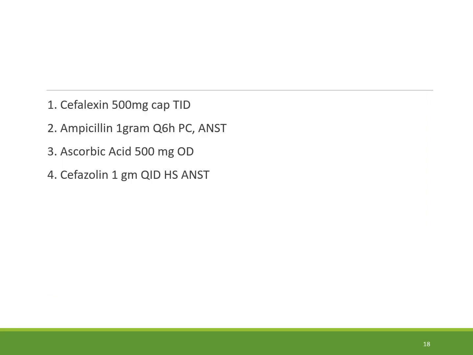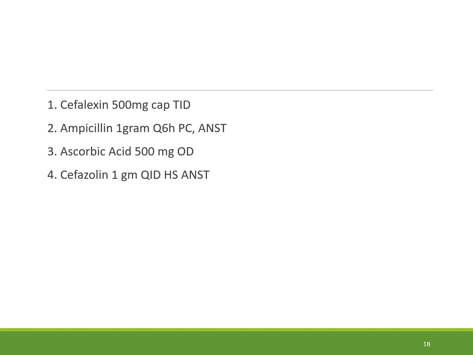These are some of the medications ordered by the doctor using some of those abbreviations. I just want you to be familiar with them. Like for number 1, cephalexin 500 milligram capsule TID, that means you give that medication 3 times a day. Ampicillin 1 gram Q6 hours PC ANST means you give ampicillin 1 gram every 6 hours. PC is after meals and ANST is after negative skin test.